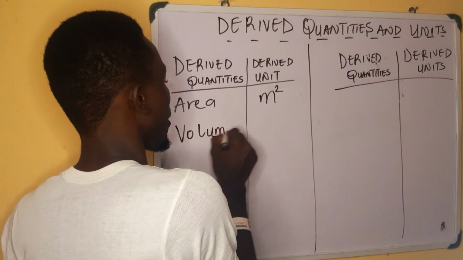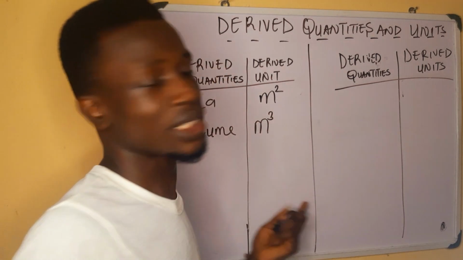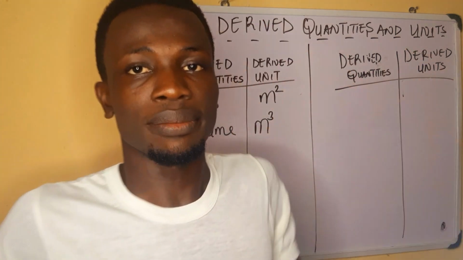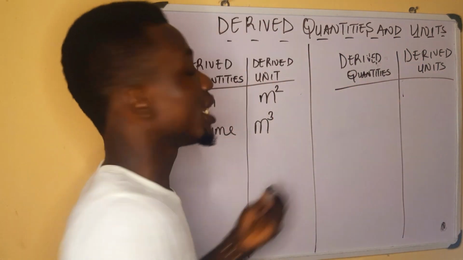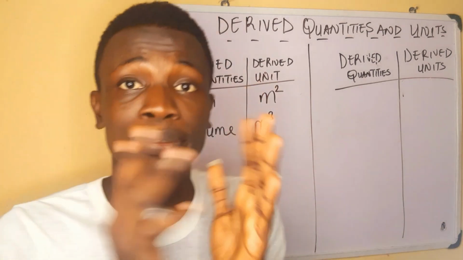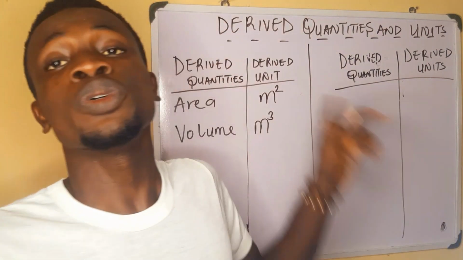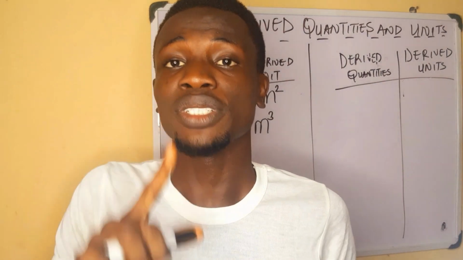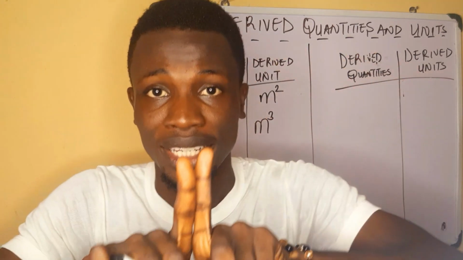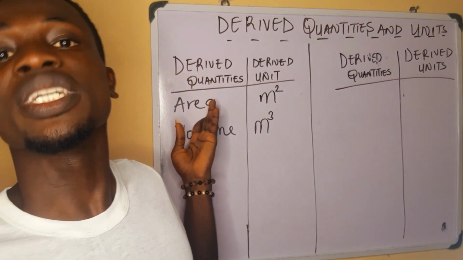Followed by volume. Volume is meter cube. And I hope you already know what this means. Meter square means meter times meter, and meter cube is meter times meter times meter. So you see that at this point, it is actually obeying the definition because derived quantities are gotten by simple combination of fundamental quantities. M on its own is a fundamental unit of length. So here you have M squared. M is joined together to give us the unit of area.